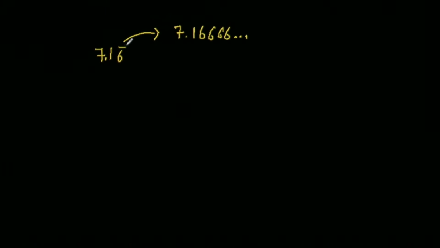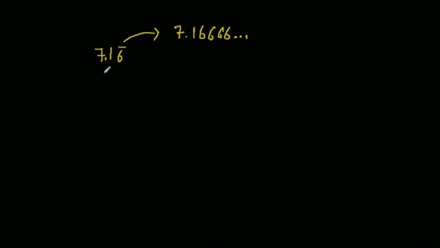This bar indicates that the 6 goes on repeating an infinite number of times, and that's all the function of the bar. So to further solve it and make it a fraction, what we need to do is shift this decimal point once to the place just before the recurring term and once right after it. So the way to do it is multiplying the number by powers of 10.